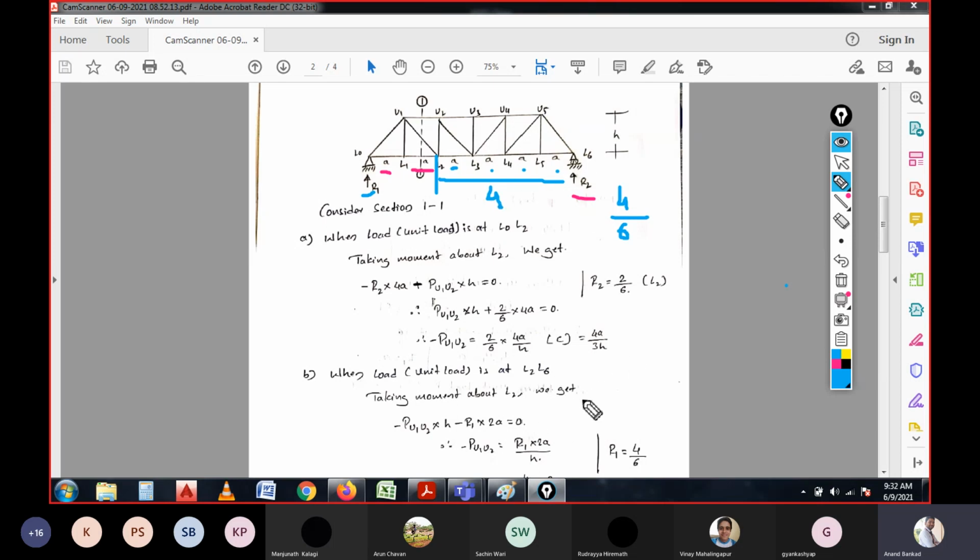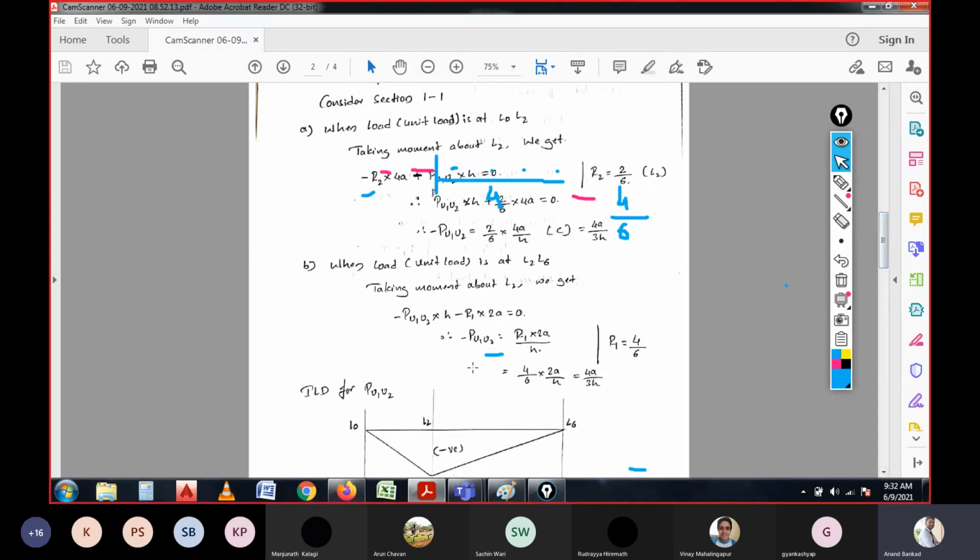So again, you can directly substitute 1 by 6, 2 by 6 instead of this value, and you will be able to calculate the value of P1 U2 as 4A by 3h. How we have calculated it is, we have substituted the value of R1 over here. R1 is nothing but 4 by 6, so 2 2 is 4, and it is 3h. That is what we have calculated.